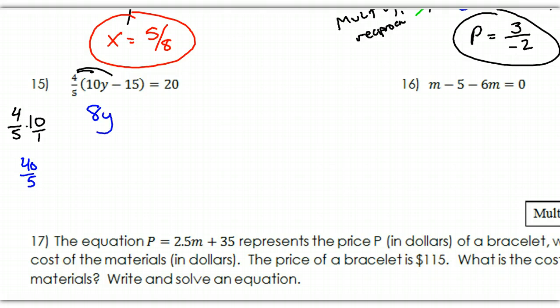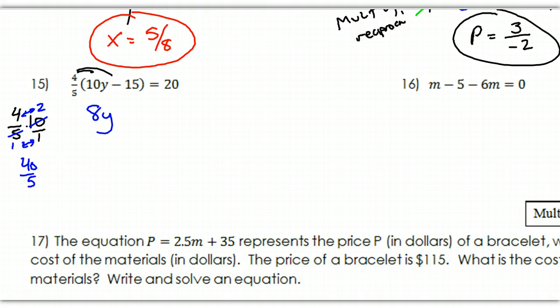Or if you canceled out some things first, if you see that 5 and 10 can be divided by 5, 10 divided by 5 is 2, and 5 divided by 5 is 1. So if you canceled out first, you should be able to see quickly that 4 times 2 is 8, and 1 times 1 is 1. That's how I got 8y.